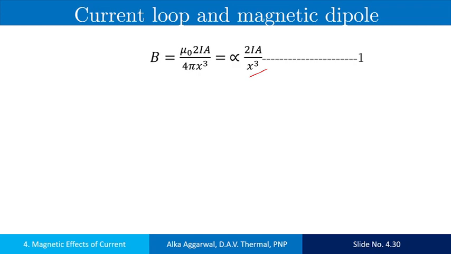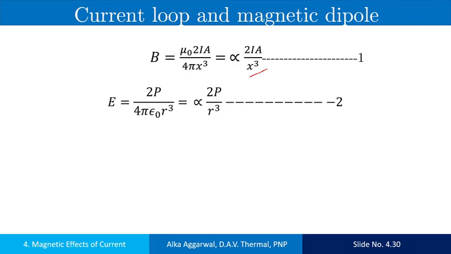Now let us compare it with the electric field due to an electric dipole at a point lying on its axial line at a distance r. As 1 upon 4 pi epsilon naught is a constant, so this is the relation.